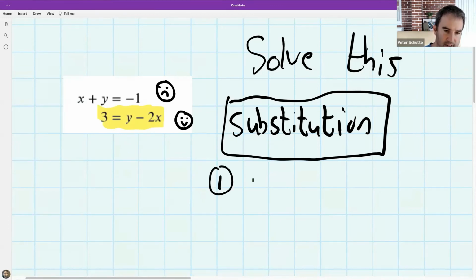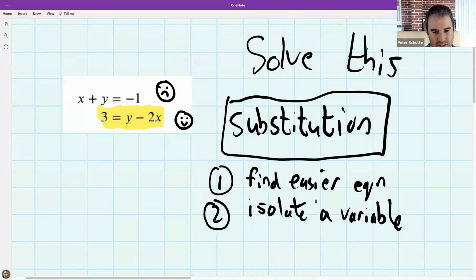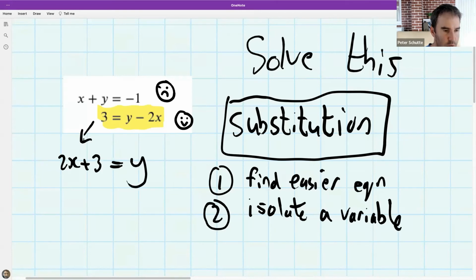So step 1, find the easier equation. Step 2, isolate a variable. Now, isolate a variable means just to get a variable by itself. And so if I'm working with the yellow one, I can isolate the variable by basically adding 2x to both sides. So if I do that, I'm going to get 2x plus 3 equals y.